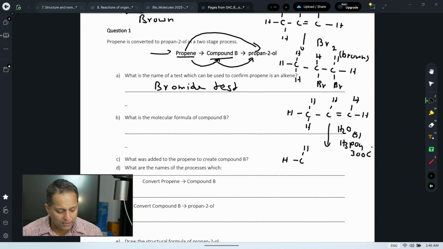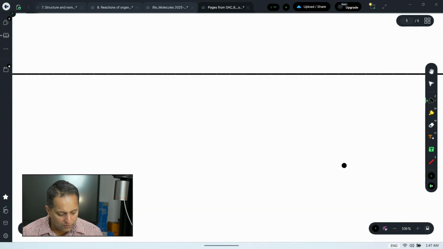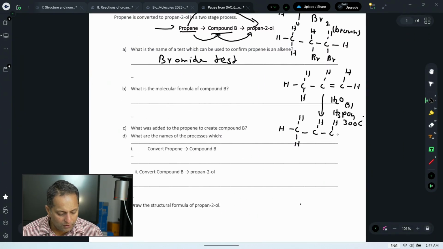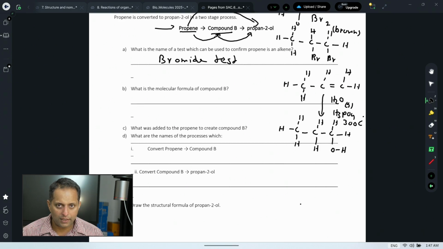Let me go back again. Your alkene, your water, H3PO4, phosphoric acid. Then you are going to get what? Propan-1-ol. OH goes here and H goes here. You get propan-1-ol. You can also get propan-2-ol. So there can be two products here, because the hydroxyl group can go to the second carbon.